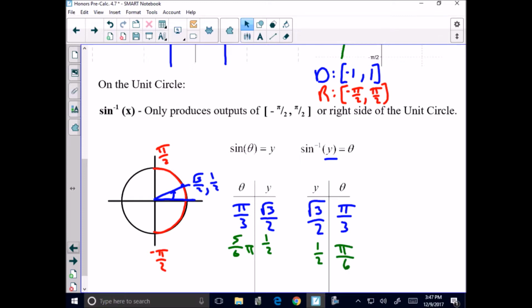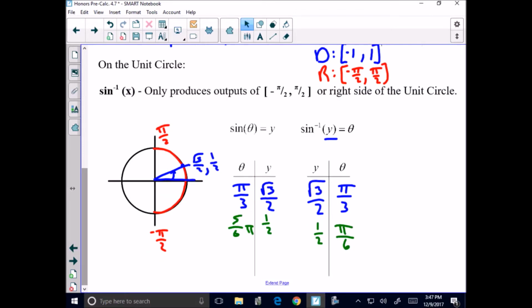So basically it doesn't matter what we rotated to get the y value. Inverse sine is always going to evaluate the y value with the least amount of rotation it would take to give us that y value.